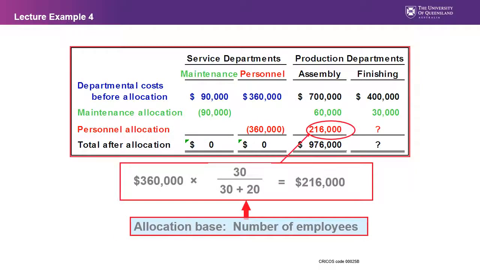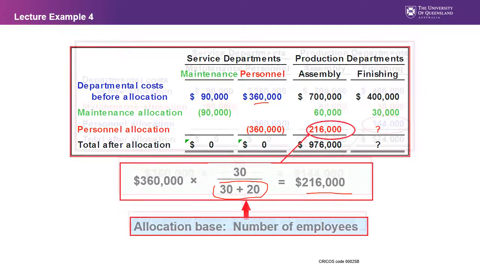That was based on the number of employees, and there were 30 employees in assembly and 20 in finishing. So that becomes your denominator. Your numerator is the number of employees in assembly, and we times that by the 360,000. That's the total personnel department costs, and we allocate 216,000 to assembly.